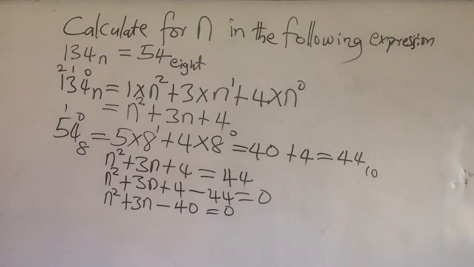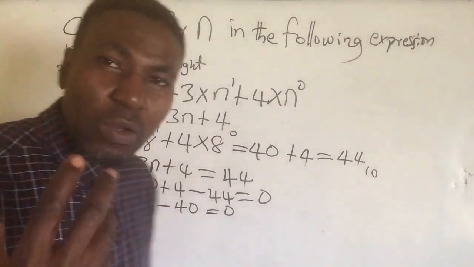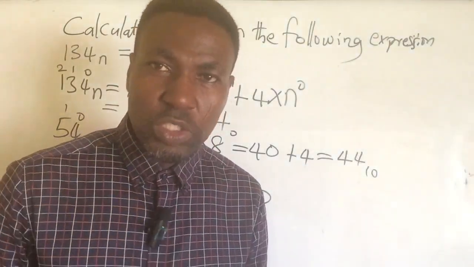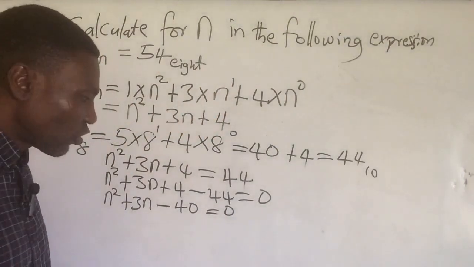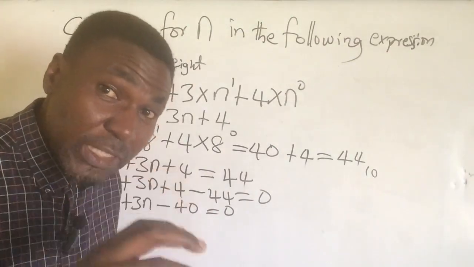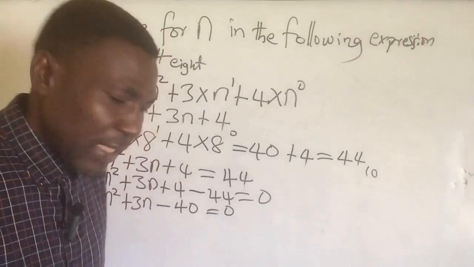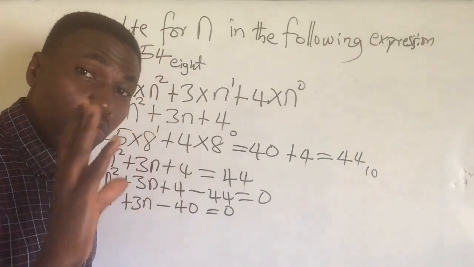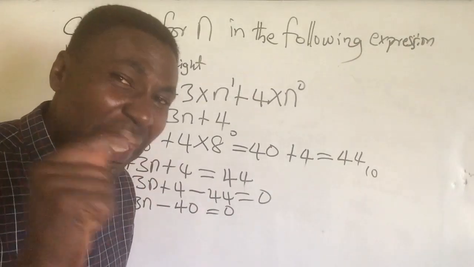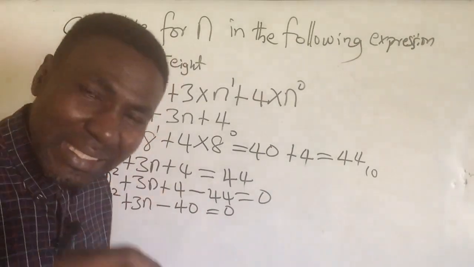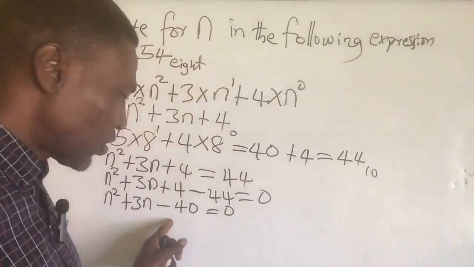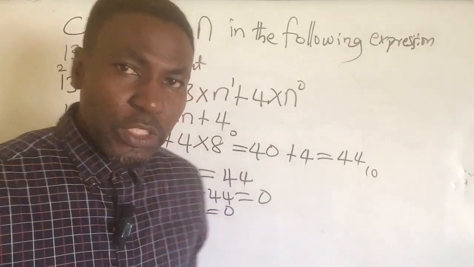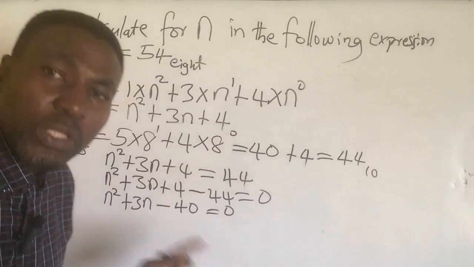In order to work with the quadratic equation, we look for two numbers. I'll treat this very well in the quadratic equation topic. The two numbers I will look for: if I multiply them, they will give me minus 40, and secondly, if I add them, they will give me plus 3.